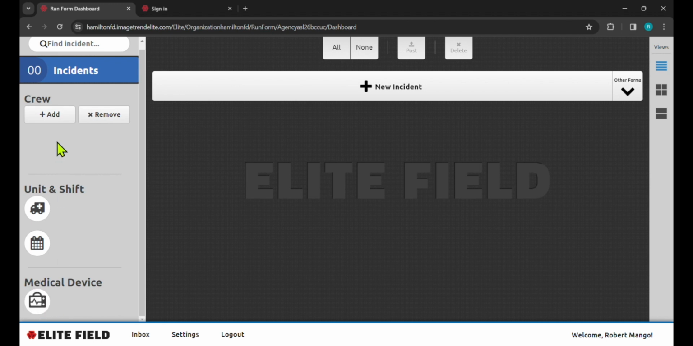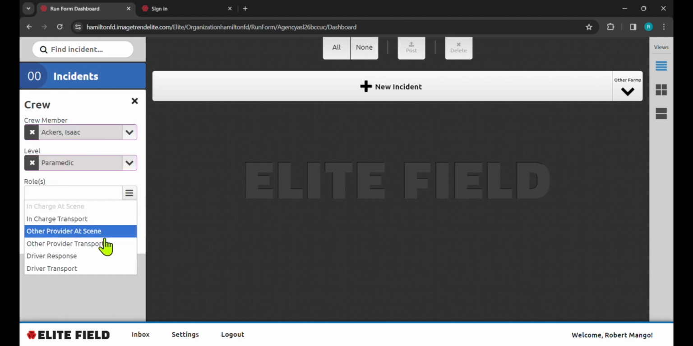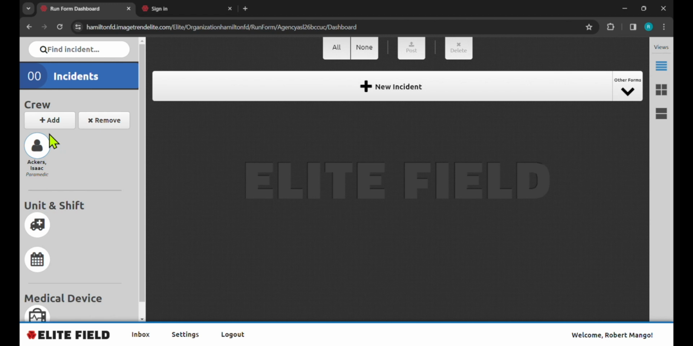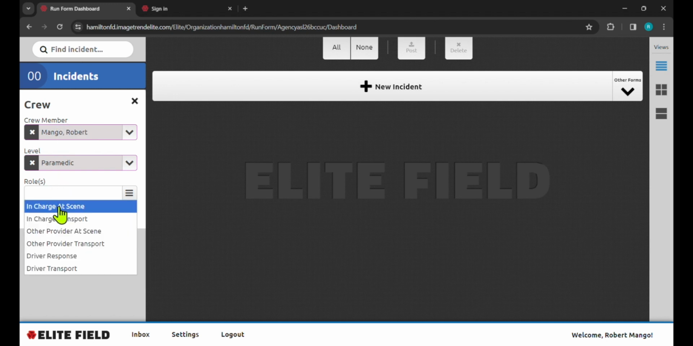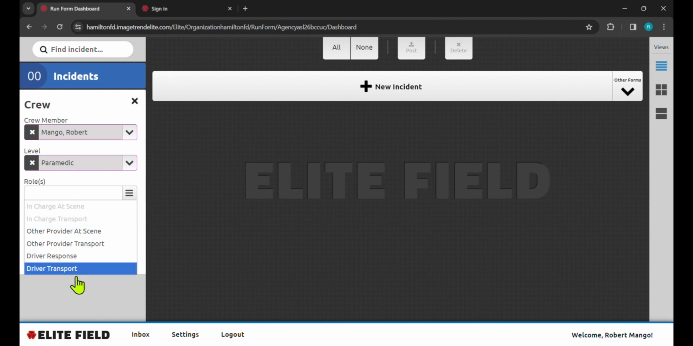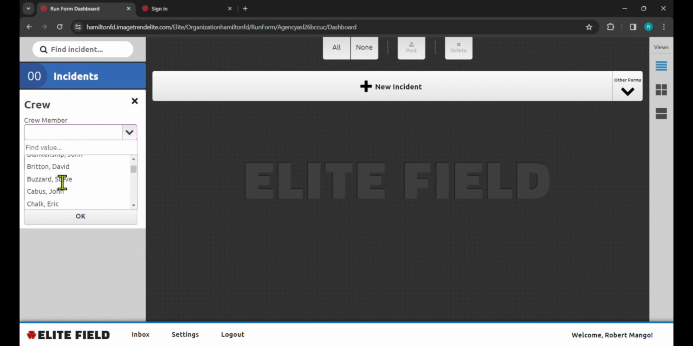So the first thing that we need to do is add some crew members. So just for demonstrative purposes, I'm going to select Isaac here. And we're going to put him on. And there would normally be 2 or 3 names here if you're at 172. So the first thing that we want to do is clear this field. So we're going to remove yesterday's crew and we're going to add us. Okay, so if I am in charge of the medic that day, I'm going to select my name. I'm going to select in charge at the scene, in charge transport. Hit OK. We're going to pick a partner for me.